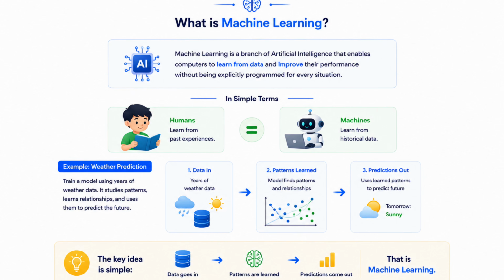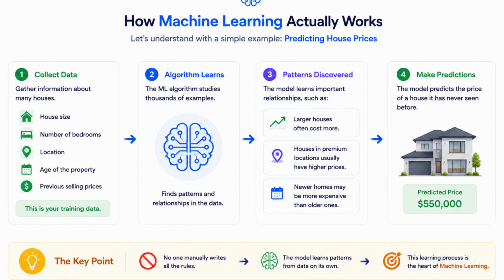For example, if you want to predict whether tomorrow will be rainy or sunny, you can train a machine learning model using years of weather data. The model studies patterns and learns relationships. Then it uses those learned patterns to make future predictions. The key idea is simple. Data goes in, patterns are learned, predictions come out. That is machine learning.